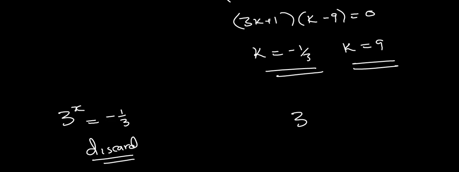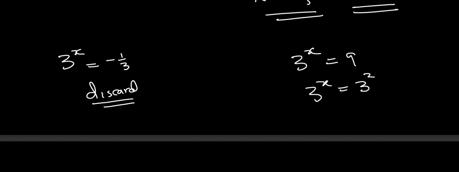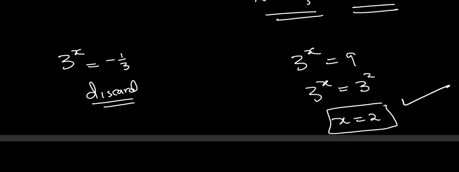But if we have 3 to the power x is equal to 9, we are able to change the 9, because 9 can be expressed as something in base 3, which is 3 to the power 2, right? Then the powers can be equated, so this is going to be the solution. This is how we find the answer to this expression.